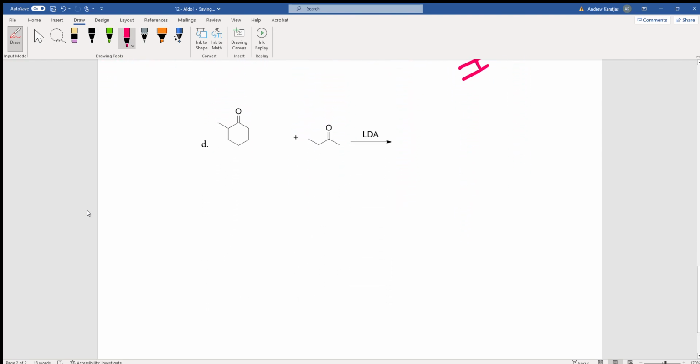And finally, in part D, you could actually go a couple different directions in part D. We have two asymmetric ketones. We have LDA, which is a fairly bulky base. It's not reversible. So we're going to form the kinetic or less substituted enolate. So if we form it over here, we do it on the carbon on the right, or on this carbon.